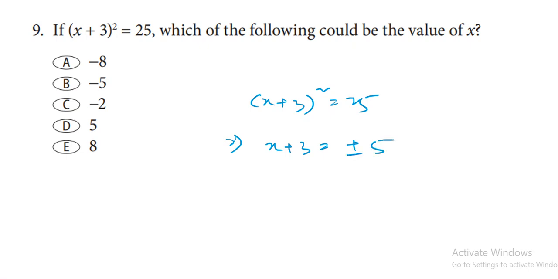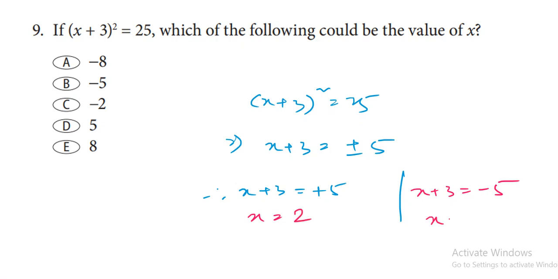Yes or no? So the first equation is x + 3 = 5, and the next equation is x + 3 = -5. So what will be the result here? x = 5 - 3, that means 2, and x = -5 - 3, that means -8. So what will be the correct answer here? -2 is not in the options, -8 will be there. So option A will be the correct answer here.